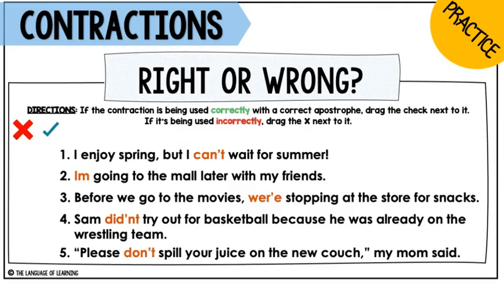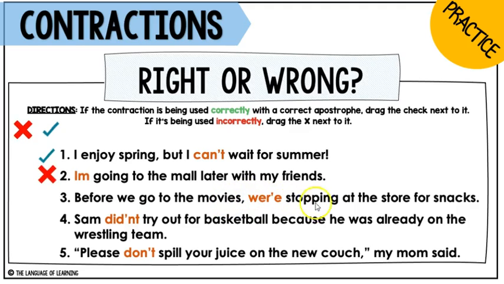Okay. So now we're going to mark if they're right or wrong. If the contraction is being used correctly with the correct apostrophe, drag the check next to it. If it's being used incorrectly, drag the X next to it. So the first one says, I enjoy spring, but I can't wait for summer. They did use it correctly. The apostrophe is taking the place of the O, so we're going to drag a check mark there. I'm going to the mall later with my friends. Here it is incorrect because they did not put an apostrophe between the I and the M to take the place of the A, so that is incorrect.